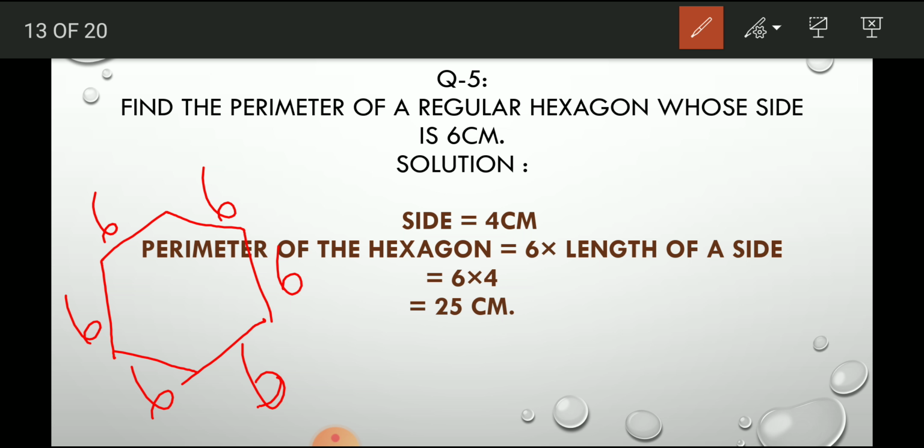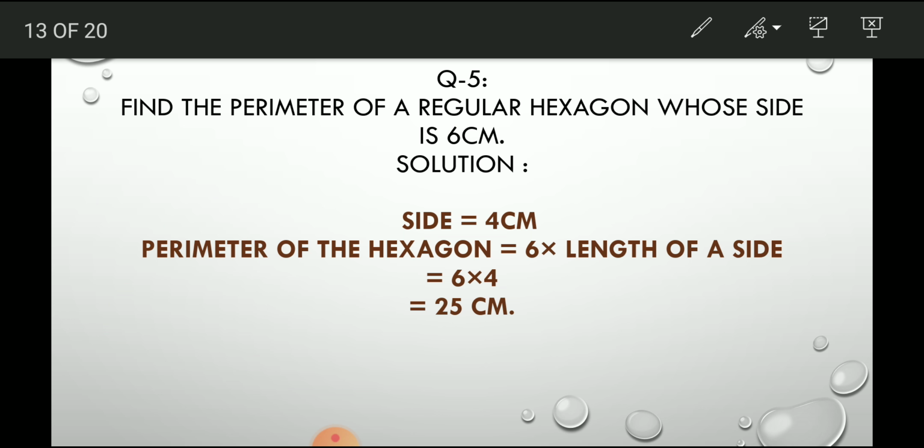Oh sorry, here it is 4 centimeter. See, here is the 4 centimeter. Then the answer will be changed. And if we draw the hexagon, the side is 4. 4 centimeter. Don't forget to write the centimeter for the measurement, okay? Centimeter. So then 6 into 4, 6 fours are 24, okay?